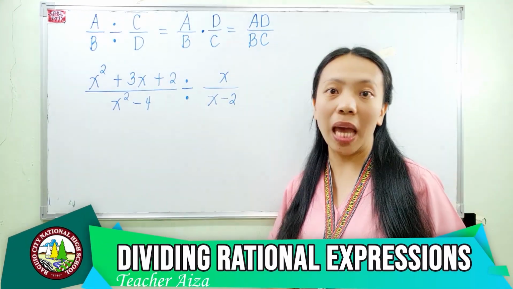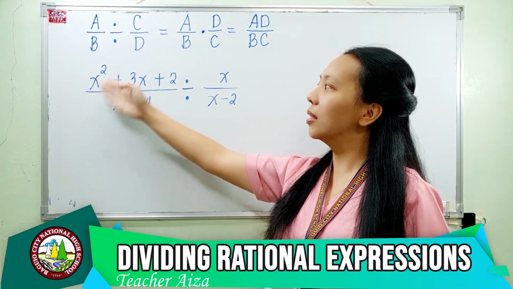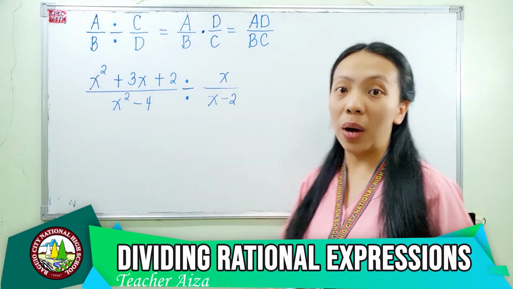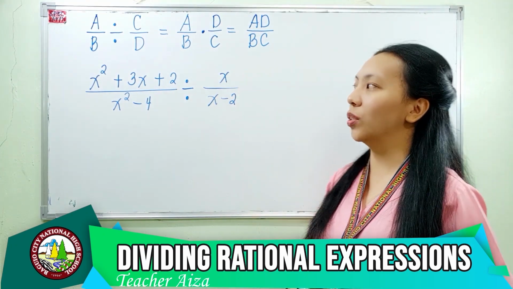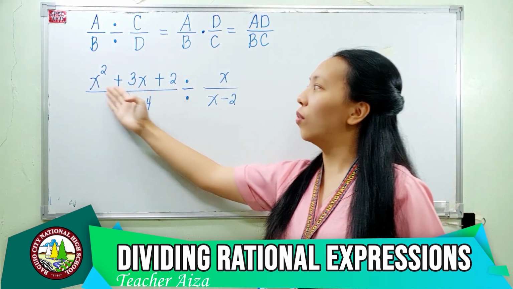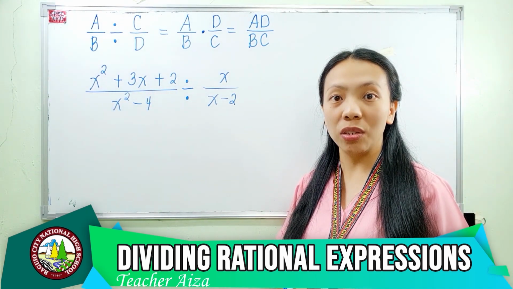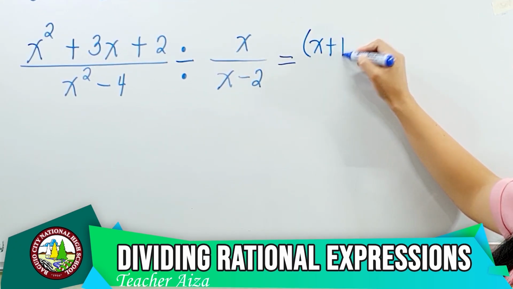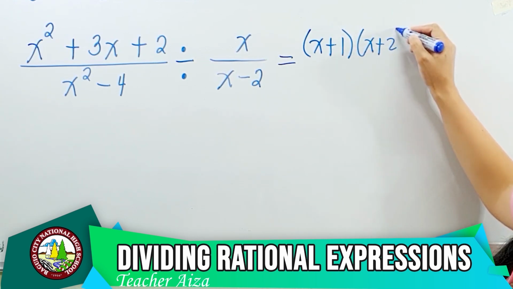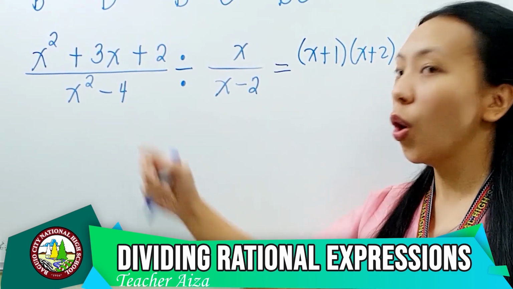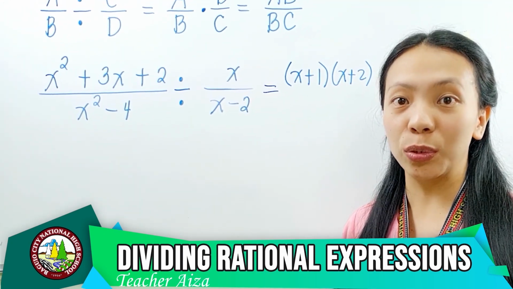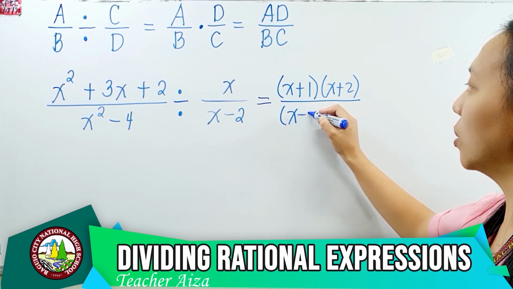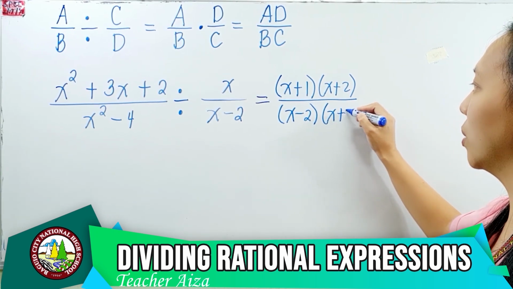Let's have these examples. Let's divide x squared plus 3x plus 2 all over x squared minus 4 by x over x minus 2. The numerator of our dividend is a quadratic trinomial. Its factored form is the quantity x plus 1 times the quantity x plus 2. The denominator of the dividend is a difference of two squares. Its factored form is the quantity x minus 2 times the quantity x plus 2.